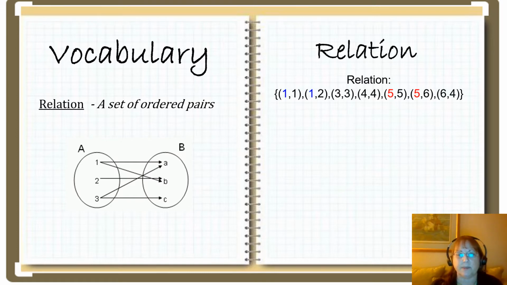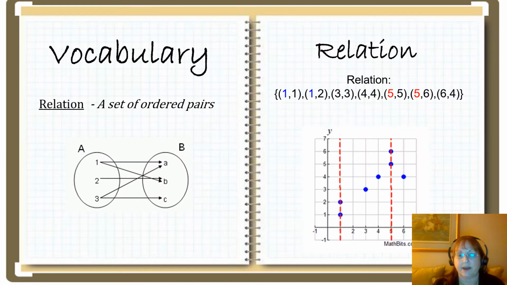Relations can also be represented by a set of ordered pairs, just like a function can. Again, in the relation that's shown here, we have two inputs of 1, but each of those inputs has a different output. I also have two inputs of 5, and each of those inputs has a different output. And if we look at a graphical representation of that relation, we can see that the input of 1 has two dots above it, or two outputs, and the input of 5 also has two outputs.